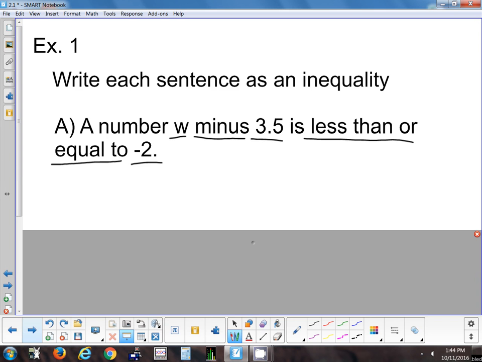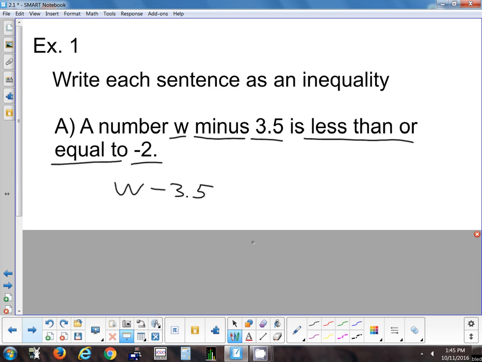All right, so Ashley, do you think you can tell me this first part? W minus 3.5, how would you write that? I don't know. Instead of having words, what would you replace there with a symbol? Minus. What would you put in? So like what operation is minus? Subtraction. Right? So we just write it as W subtracting 3.5. Okay, that's the first part.